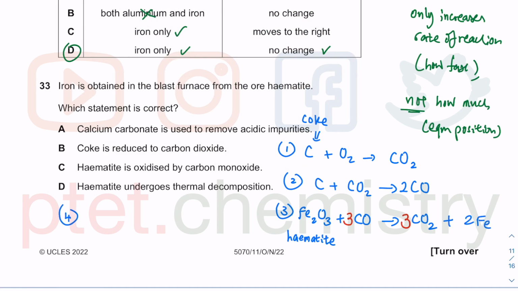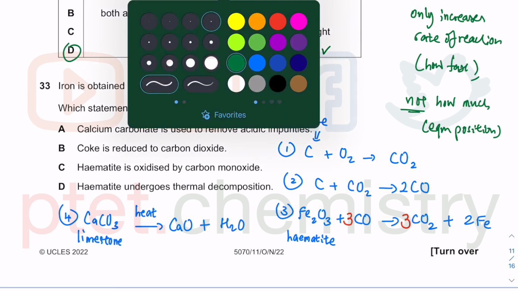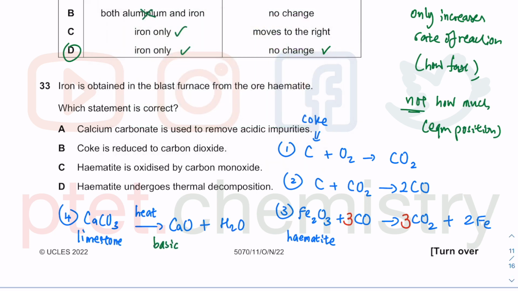In the 4th step, we do need another raw material in the extraction of iron. This is your limestone, which can undergo thermal decomposition in the presence of high heat in the blast furnace. You get this basic oxide, because this is not in solution. This is just a solid oxide.